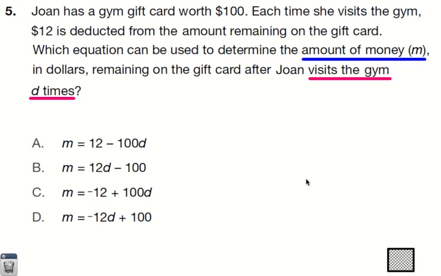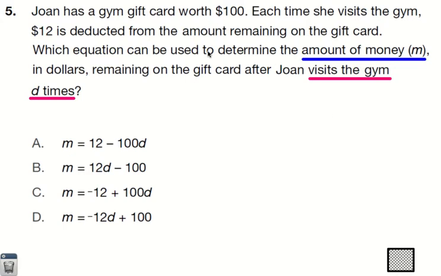Just like I've said on many other videos, the Keystones very much like to give you questions where there's a lot of emphasis on what each variable represents. So hence the underlying here in blue and red, that M is for the amount of money and D is for the number of visits to the gym.